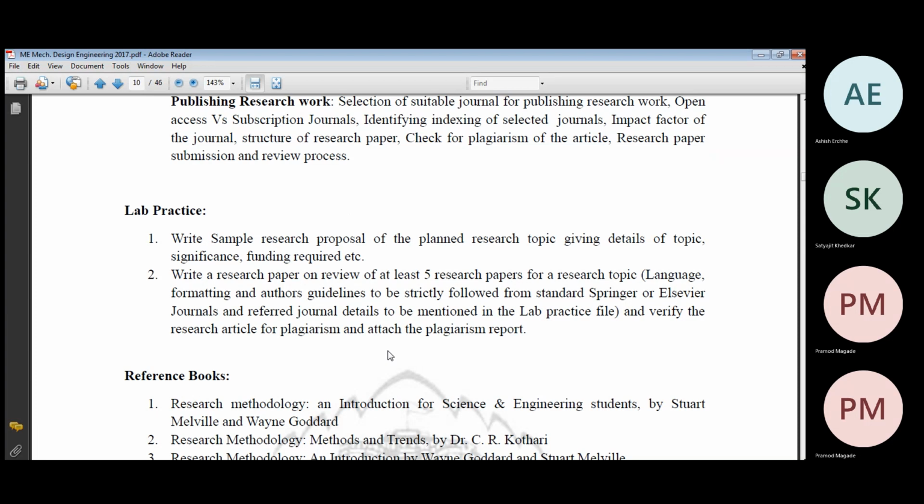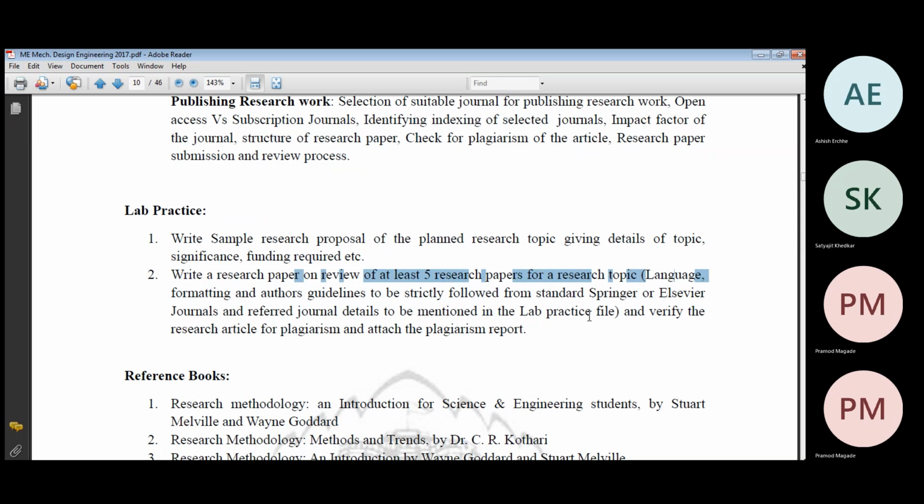According to that, you will have to write a simple or rough copy of the research proposal, which includes all the important parameters. Those points we are also going to study at the time of lectures. So these are the kinds of things we need to perform. You also have to write a research paper on a review of at least 5 research topics. So this is also one kind of publication that we need to follow.